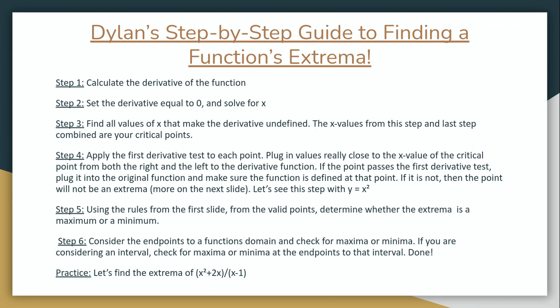Step 2, set the derivative equal to 0 and solve for x. And then step 3, find all of the values of x that make the derivative undefined. The reason we're doing this is because the x values we found in step 2 and step 3 are going to be our critical points. In order to find our critical points, we have to do step 1 first, because we have to set the derivative equal to 0 or undefined. So steps 1, 2, and 3 are just finding the critical points, because those are all the possible points where extrema could exist.